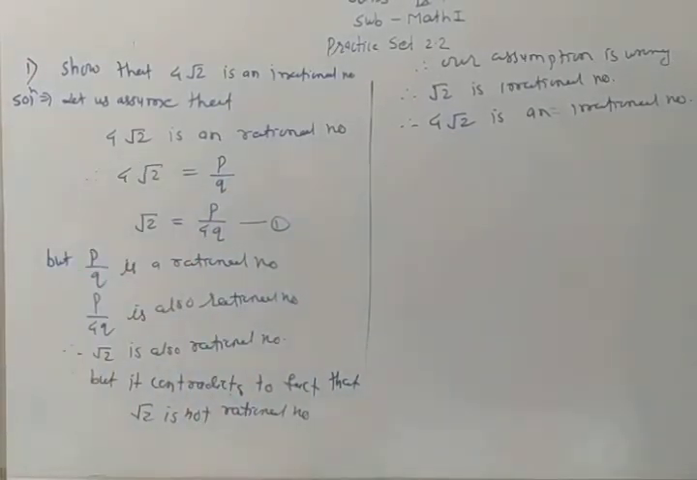Okay. Then question number 3. Represent the numbers root 5 and root 2 on a number line. Root 5 and root 10 are irrational numbers. So how to represent root 5 on a number line?